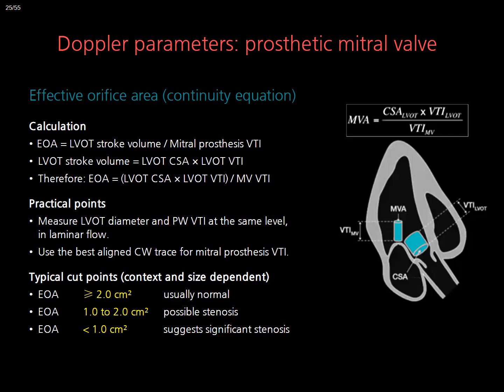Then you need a clean, well-aligned CW trace to trace the mitral prosthesis VTI. As a guide, an EOA of 2 square centimeters or more is usually normal, and below 1 suggests significant stenosis. If the numbers do not fit the clinical picture, check flow state and regurgitation, and compare with the baseline post-operative study.